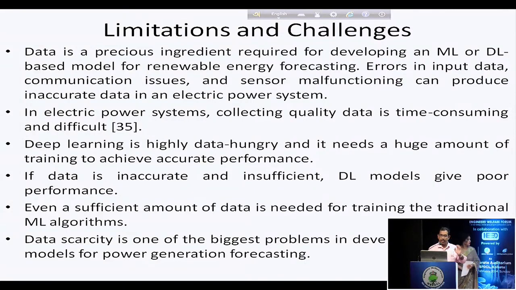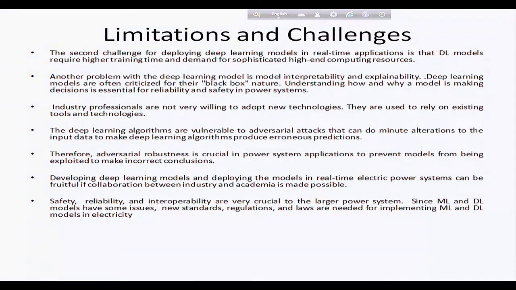Another point, and the second challenge, is how to deploy the deep learning model in a real-time application. Because in a laboratory, somebody can develop a forecasting model and it works fine, but whenever it is actually deployed in the market, how it will be integrated with the grid system, and what the accuracy of that model will be, sometimes varies. The performance of the vaccine in a controlled environment and outside the environment is far, far different.